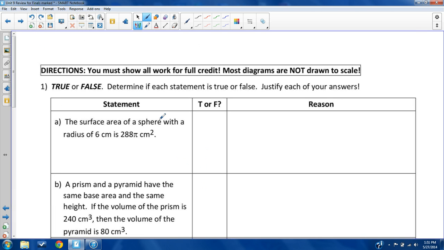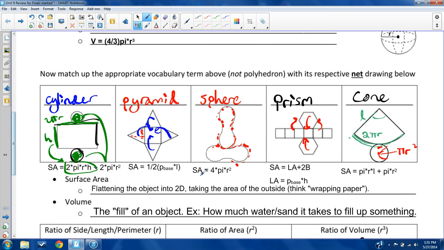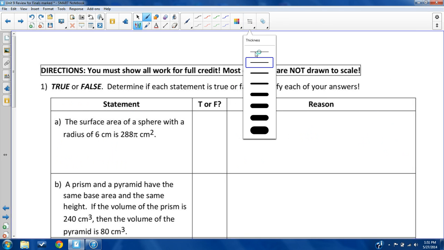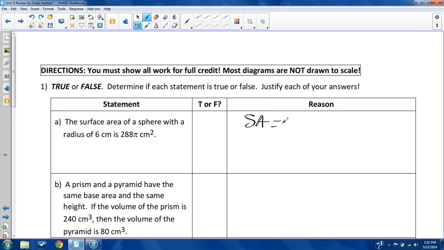Okay, the surface area of a sphere with a radius of 6 is 288 pi square centimeters. So this is where it's like, okay, I didn't ever practice this before, but I do know the formula now. Surface area of a sphere is 4 pi r squared. So I'm going to write that first. Four pi r squared. Now it says the surface area of the sphere is 288 pi. So it's 288 pi equal to 4 pi times 6 squared, because 6 is your radius here.